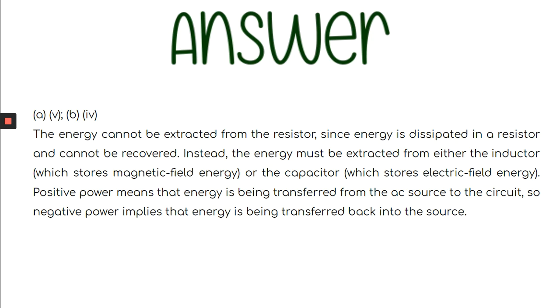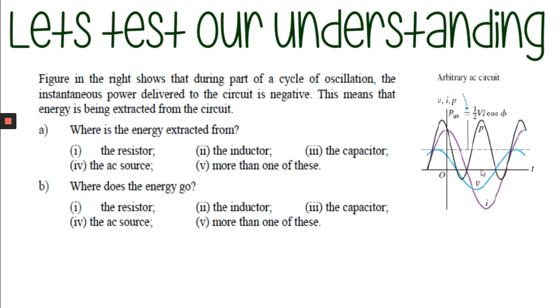Here the energy cannot be extracted from the resistor, because you know that the energy is dissipated in a resistor. So the energy must be extracted from either the inductor or the capacitor. So the answer is more than one of these. You cannot say it is 1, 2 or 3 like that, because it can be the inductor, it can be the capacitor.